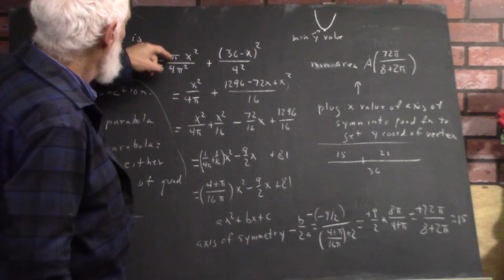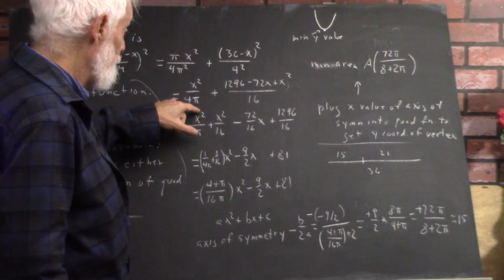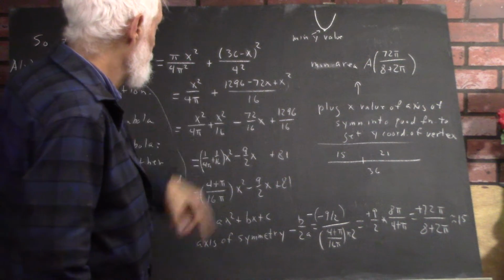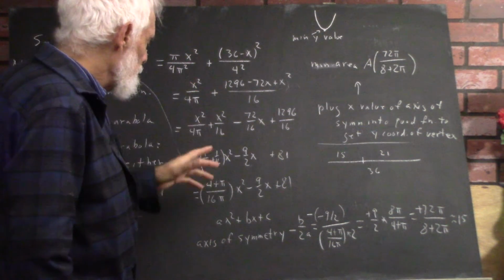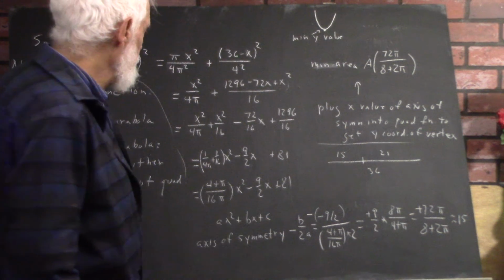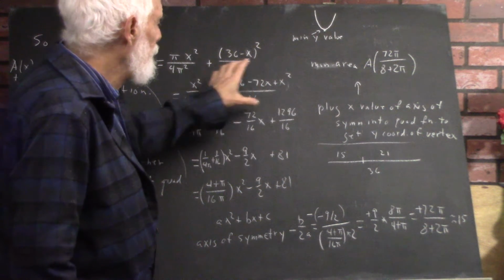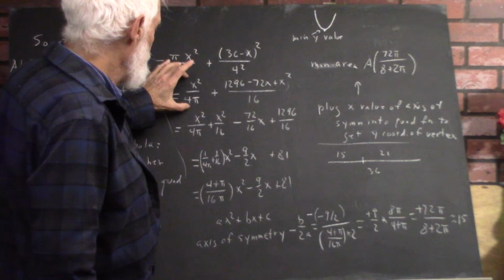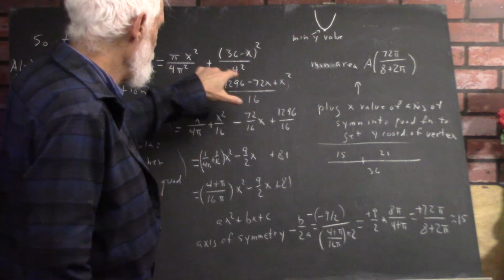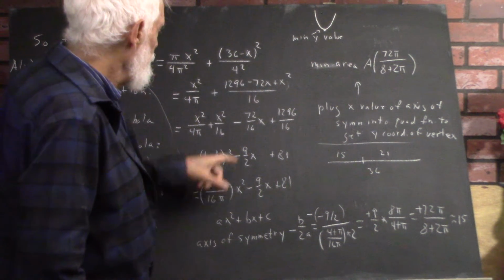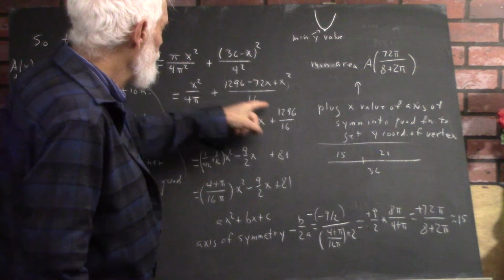Okay, the pi here divides one of the pi's here, leaving us x squared over 4 pi. And we have this expression. Okay, well, we want to get this into form ax squared plus bx plus c. So we have an x squared term, x squared over 16 comes out of this. We match it up here, so we got x squared over 4 pi plus the x squared over 16 that we got over here. Then we have minus 72x over 16 plus 1296 over 16.